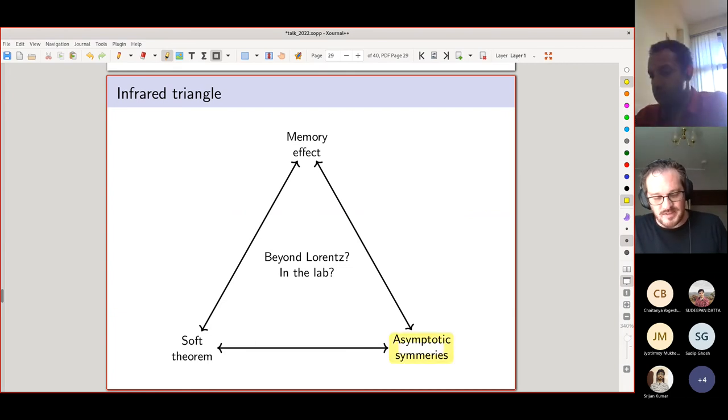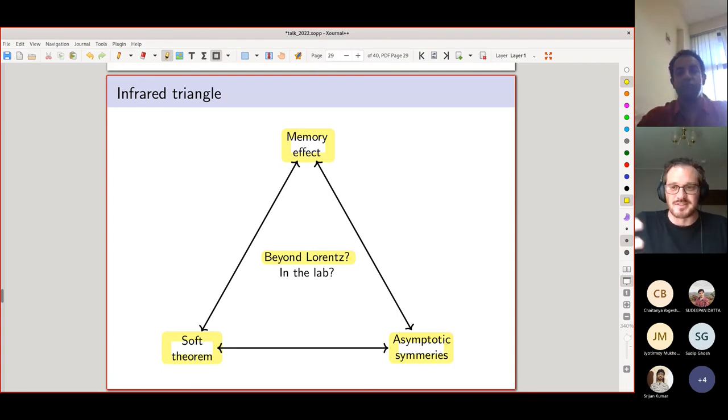There are relations between asymptotic symmetries, memory effects, and soft theorems. And the question is, can we actually have this kind of infrared triangles beyond Lorentz symmetry? Because this theory, as I just showed you, does not even have Lorentz boosts. So the question is, do these triangles persist in this kind of context? And another question is, can we then even use this to measure some of these interrelations in the lab? Possibly, this would, of course, open up new possibilities.